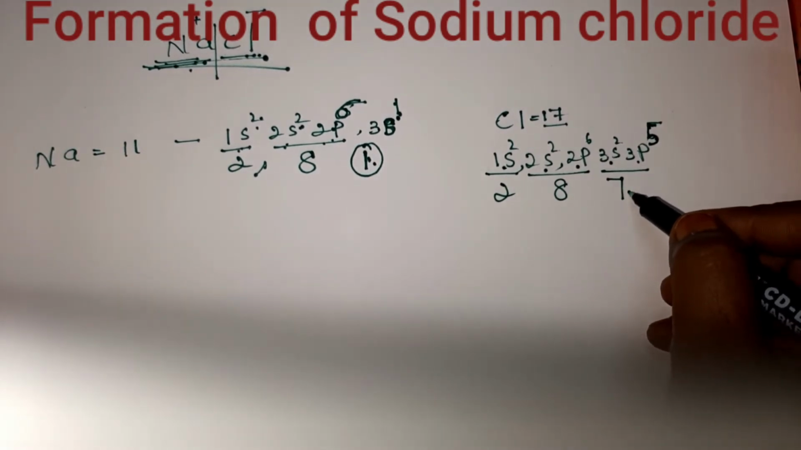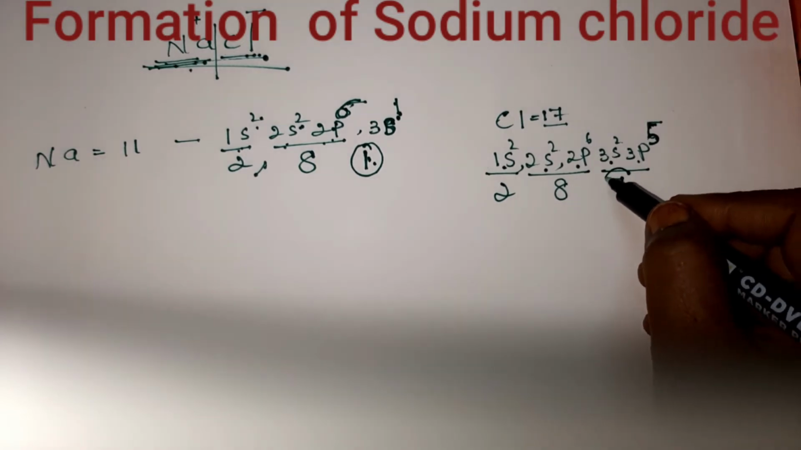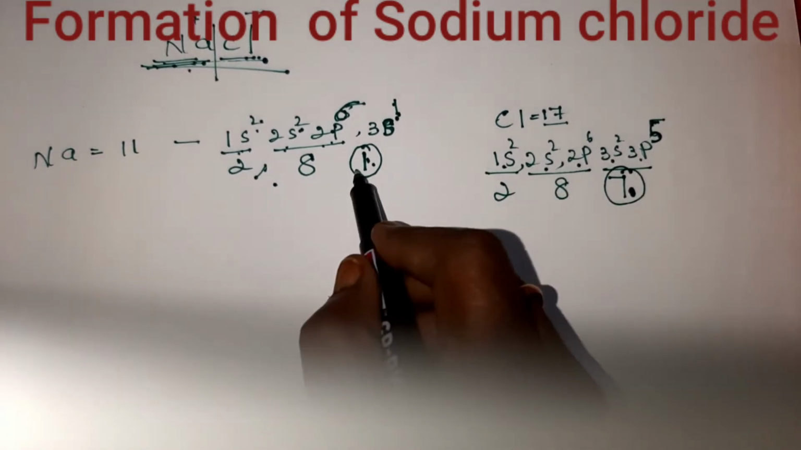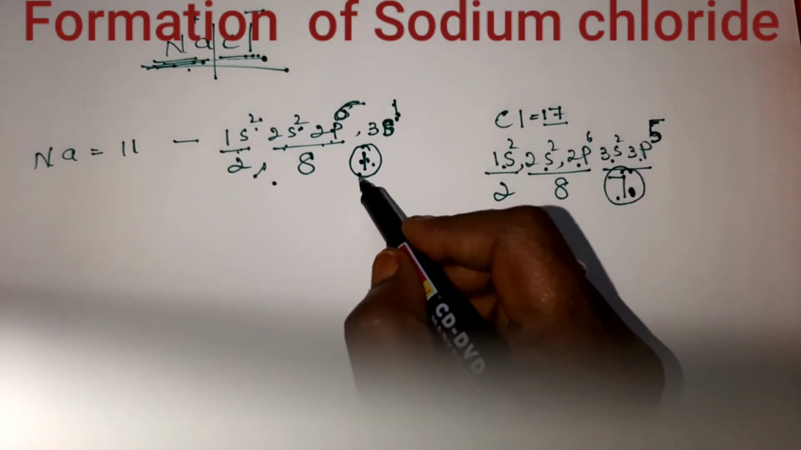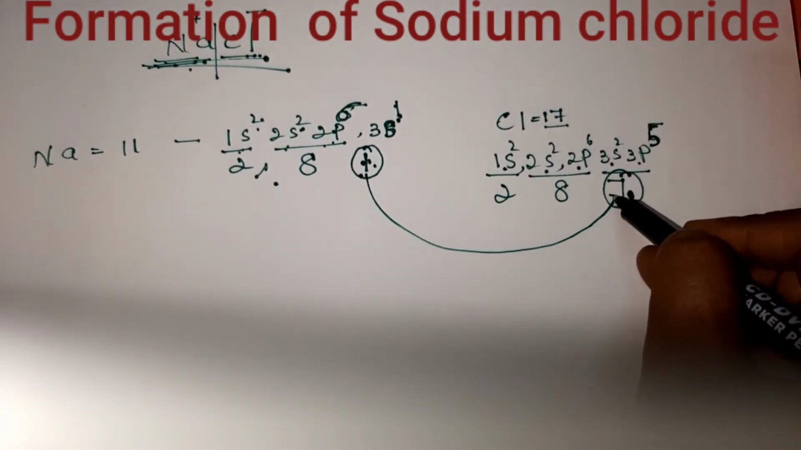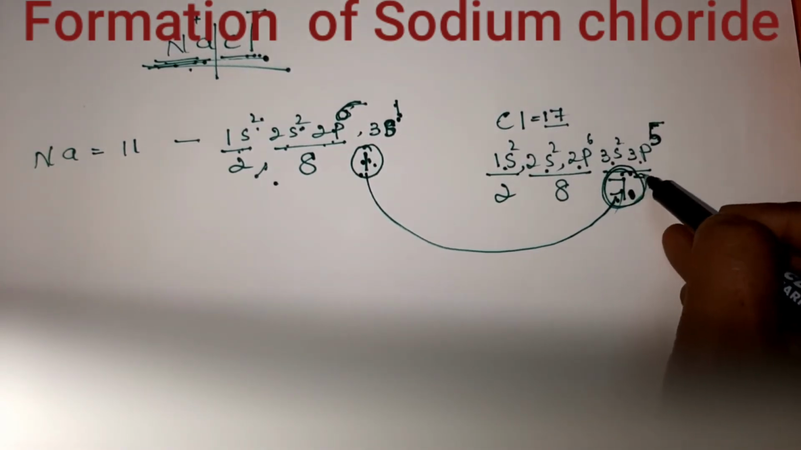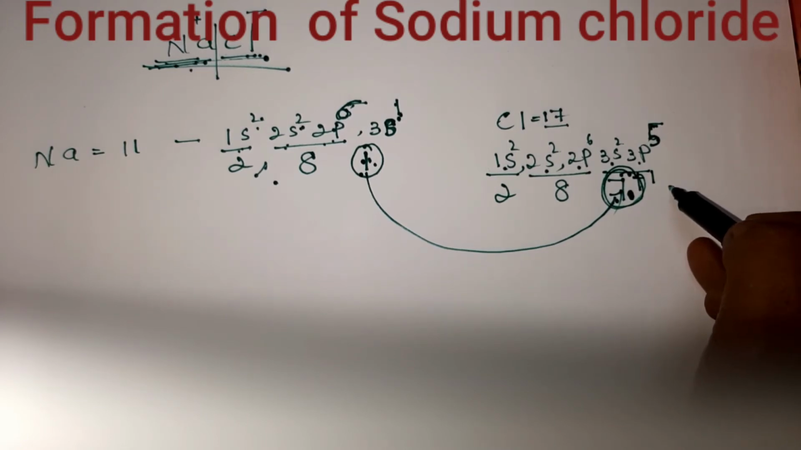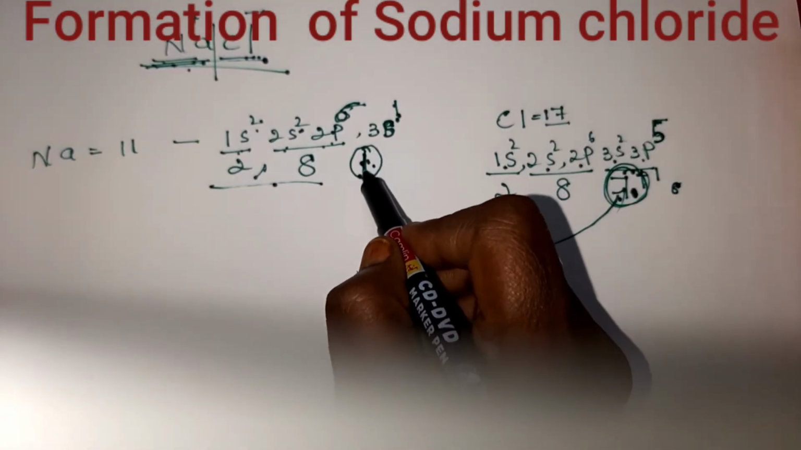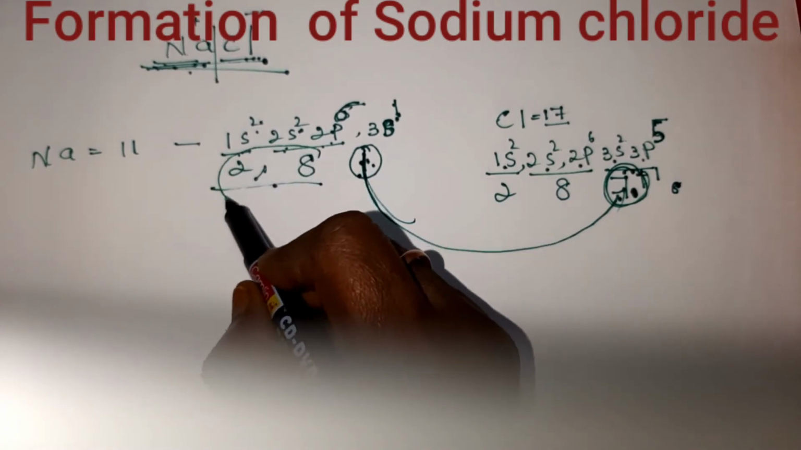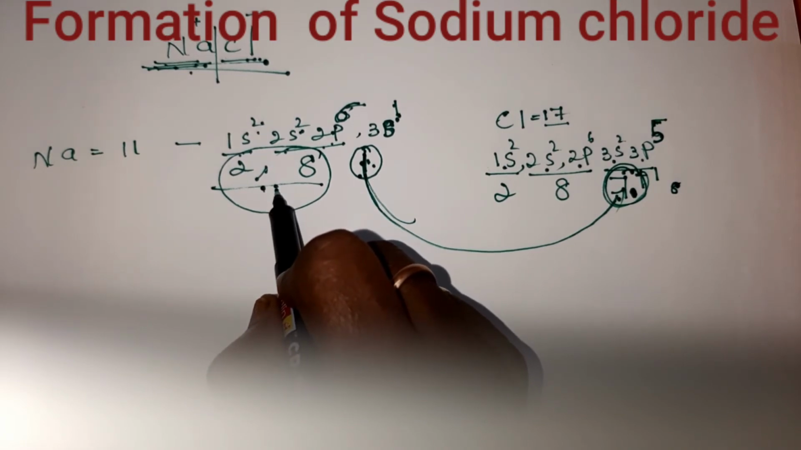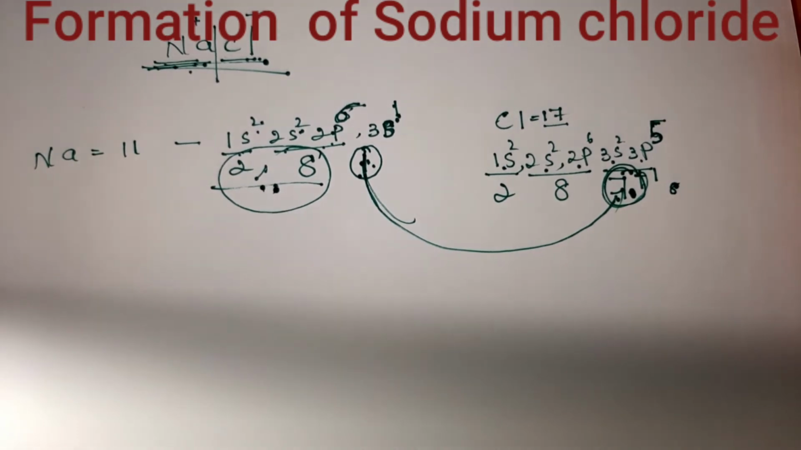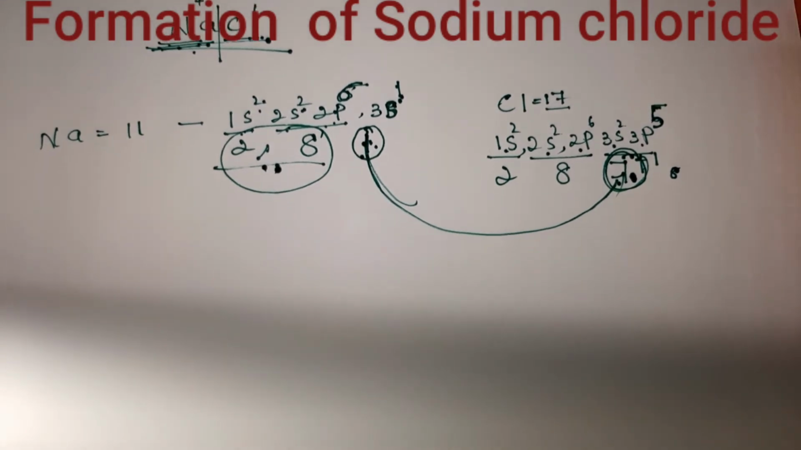Now in order to attain noble gas or inert gas or octet electron configuration, chlorine is in need of 1 electron, and sodium is having 1 extra electron. Now what happens? This sodium will donate that to chlorine, and chlorine will receive 1 electron and become octet electron configuration. And sodium also, after losing 1 electron, attains octet or noble gas electron configuration. You all understood, children?